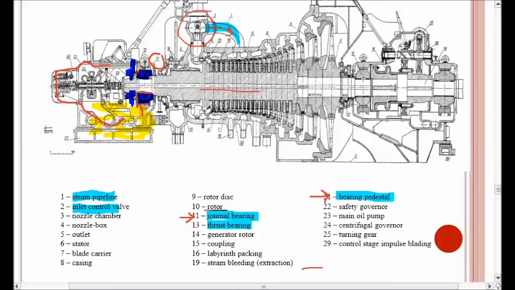What happens is when your steam enters this part and it expands in this motion, there is a possibility of the turbine moving in this manner, like a zigzag. There is an axial thrust, right? To control this axial friction, we introduce a thrust bearing at two ends of a turbine.